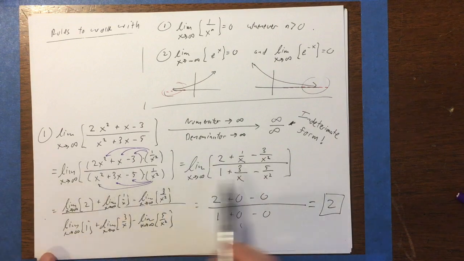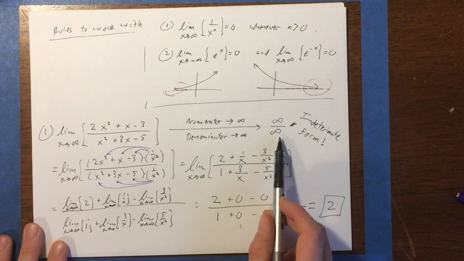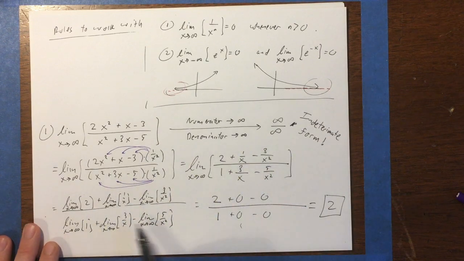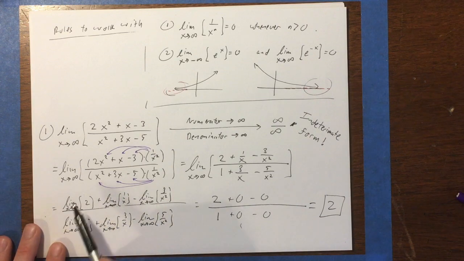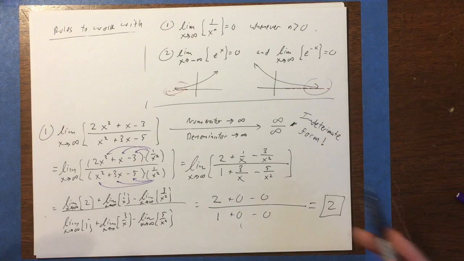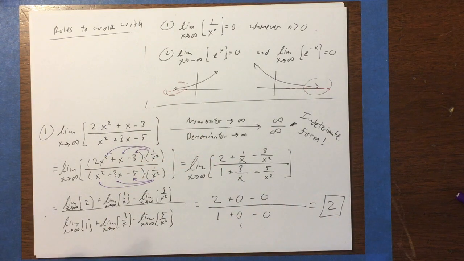So this strategy takes us from something which is indeterminate, infinity over infinity, to something which has all these terms where we have 1 over a power of x, and every single one of those terms is going to approach 0, and we just have this ratio of constant terms, which turns out to be the ratio of leading coefficients from the two polynomials in the rational function.